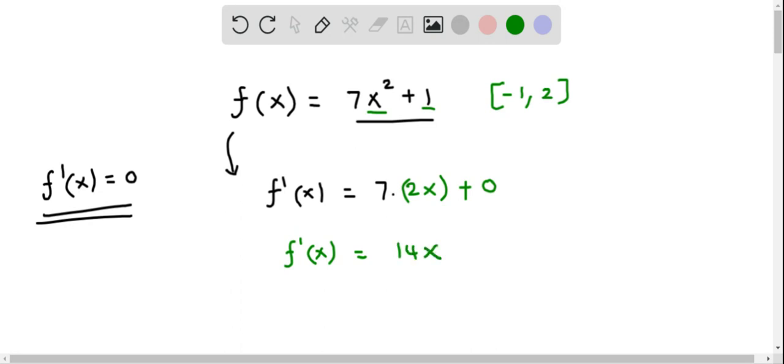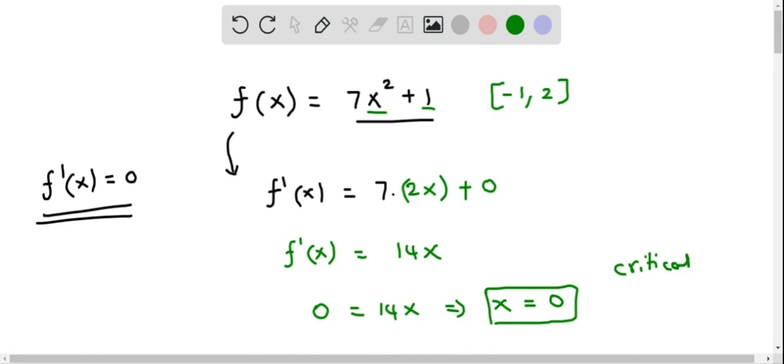Now we have to replace f prime of x equal to 0, so that we solve for x. So here we have 0 equals 14x, and from this we solve for x, and x equals 0. So we found that x equals 0 is the only critical point of this function.